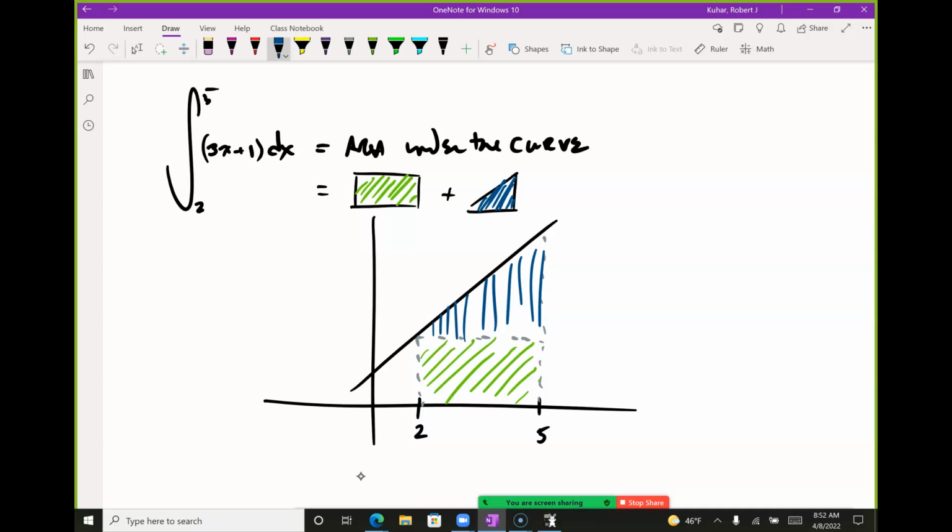And of course, I can figure out that area without doing any calculus, right? How wide is my base? I have a base of 3. I need to figure out the coordinates of my point. So when I plug in 2, what do I get for my height here? I get 7. And when I plug in 5, what do I get? 16.